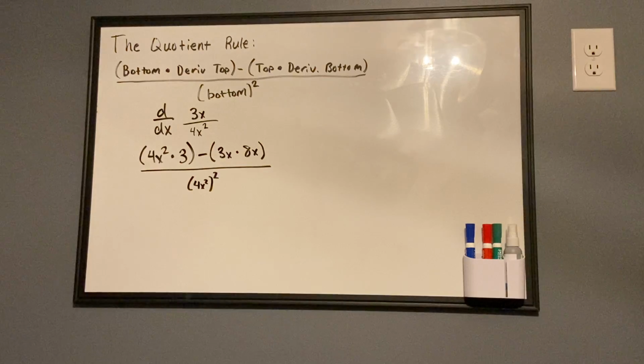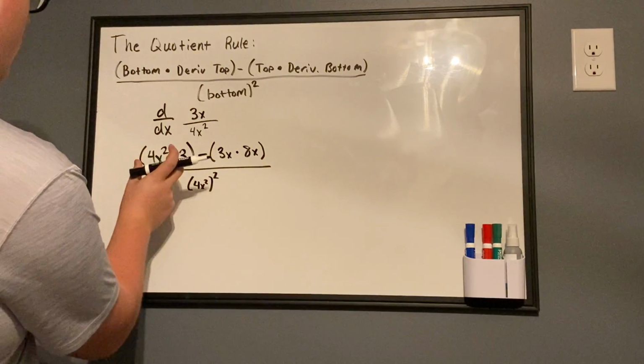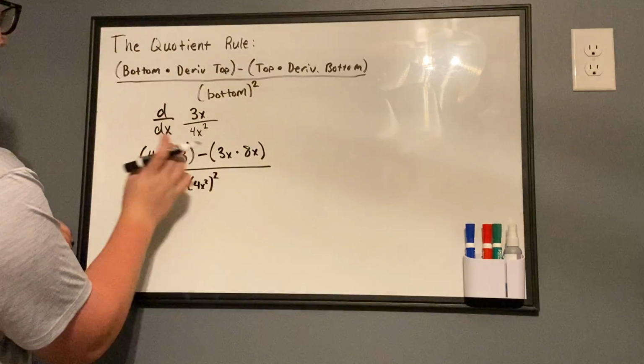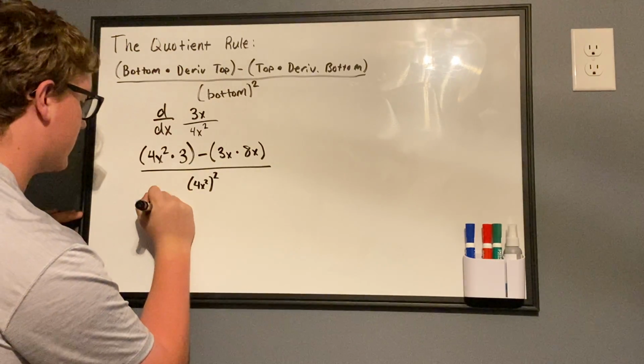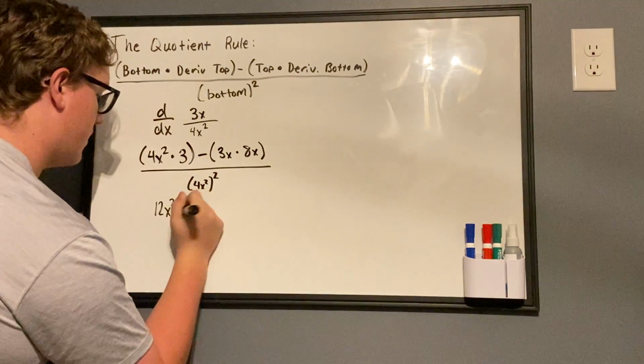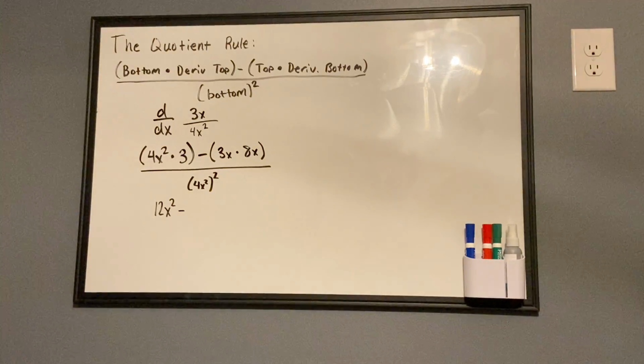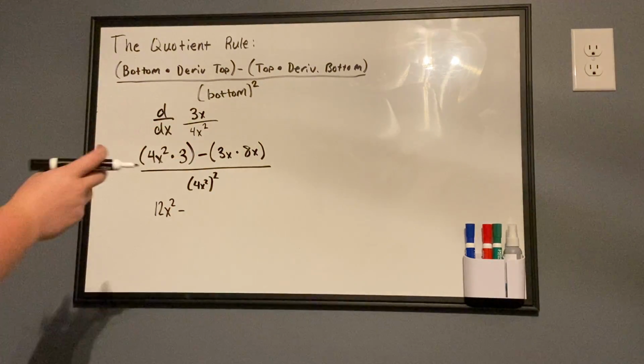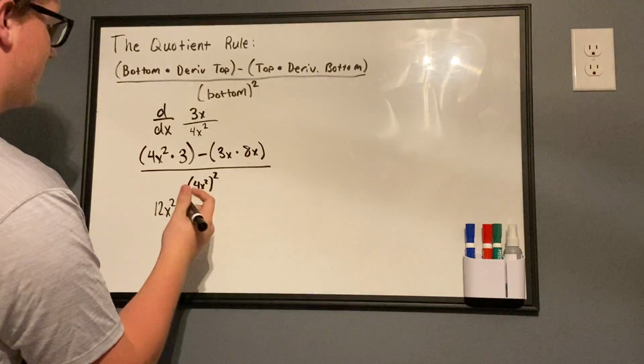So now, like with the product rule, this is technically the right answer. But there's a lot of ways that we can simplify this, so I think we should go ahead and do that. We're going to multiply these together. So we have 4x squared times 3. That's just going to be a 12x squared. Minus, multiply 3x times 8x. That's going to give us 24x squared.